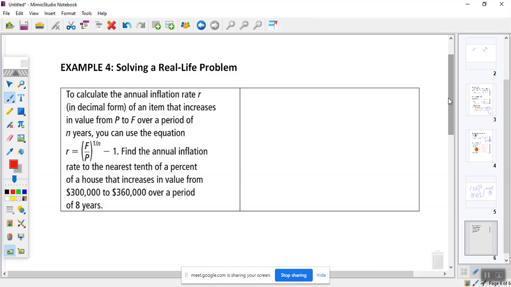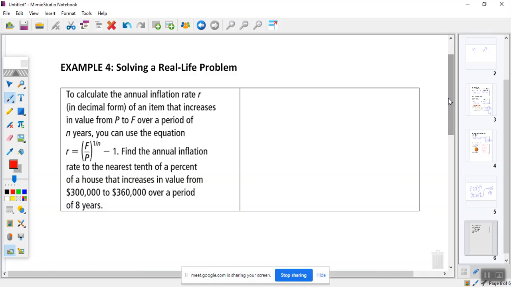Okay, so like when you guys graduate school, get through whatever you're going to do and start a job, do you think you're going to make the same amount of money every year, or are you going to make more and more year after year after year, hopefully? And that's to say to adjust for the cost of living or inflated prices. All right. So here's the deal. The annual inflation rate R of an item that increases in value from P to F over a period of n years. So it started at price P and went to what? Price F over a period of n years. It says you can use the following equation.